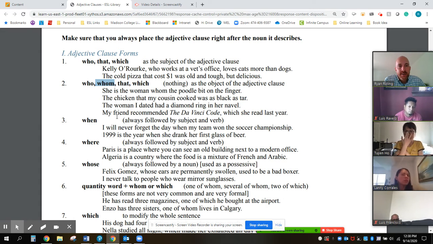Usually it comes as the object of a verb, or when we're describing the object of a verb that's a person. Okay. So real quickly, who and that can be used to describe people. That and which can be used to describe things and places.